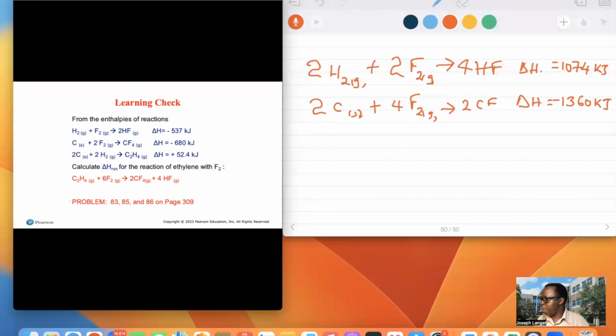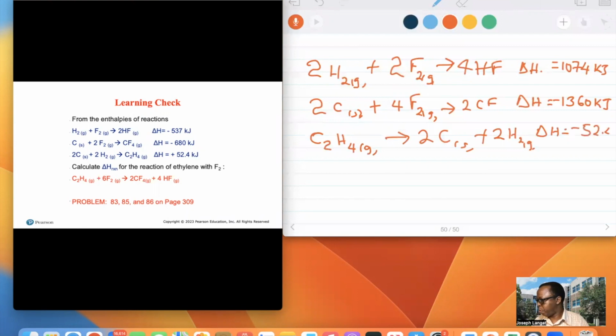And equation 3 is reversed, so we will flip the equation. This will be ethylene on the reactant side, C2H4 gas going to 2C solid plus 2 hydrogen H2 gas, and the change in energy for this will be negative 52.4 kilojoules.